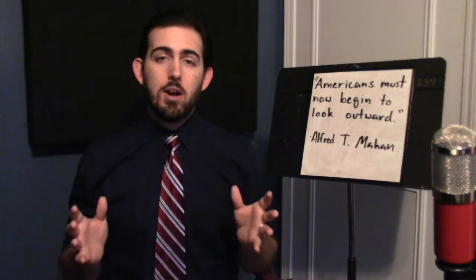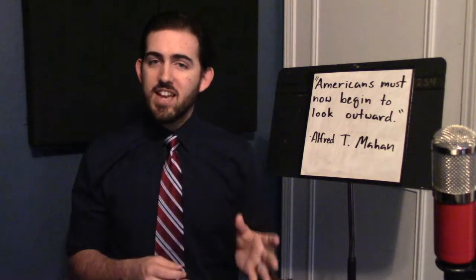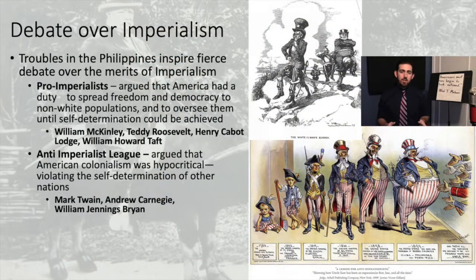Now, American action in the Philippines sparked outrage among many at home, and debate over the morality of imperialism intensified. The Anti-Imperialist League was organized to oppose the practice, and it claimed prominent membership including author Mark Twain, industrialist Andrew Carnegie, and presidential hopeful William Jennings Bryan. The League published their official platform in 1900.